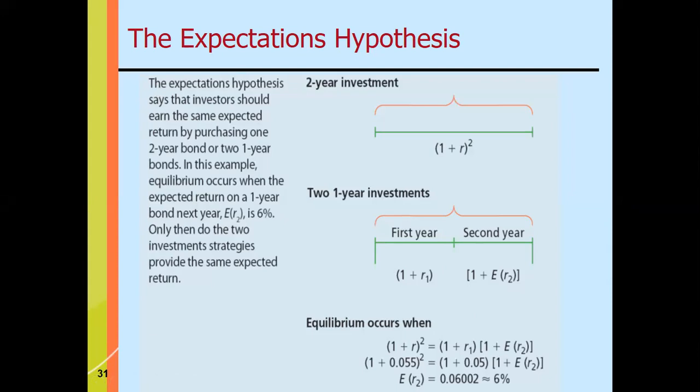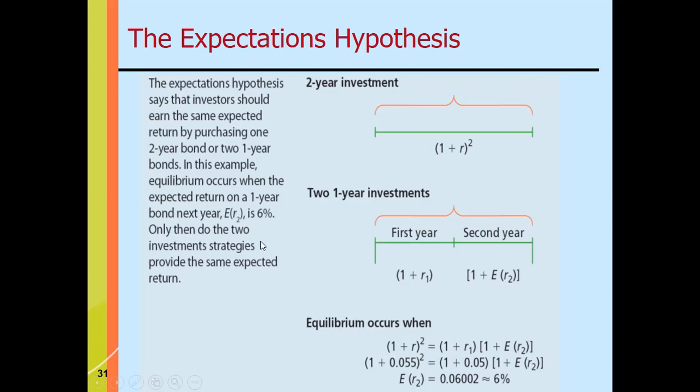The expectations hypothesis says that investors should earn the same expected return by purchasing one 2 year bond, so this is one classification of a bond that earns in 2 years time, or two 1 year bonds. So how do we make the two in equilibrium? For example, if the expected return on a 1 year bond next year is 6%, then only then do the two investment strategies provide the same expected return.